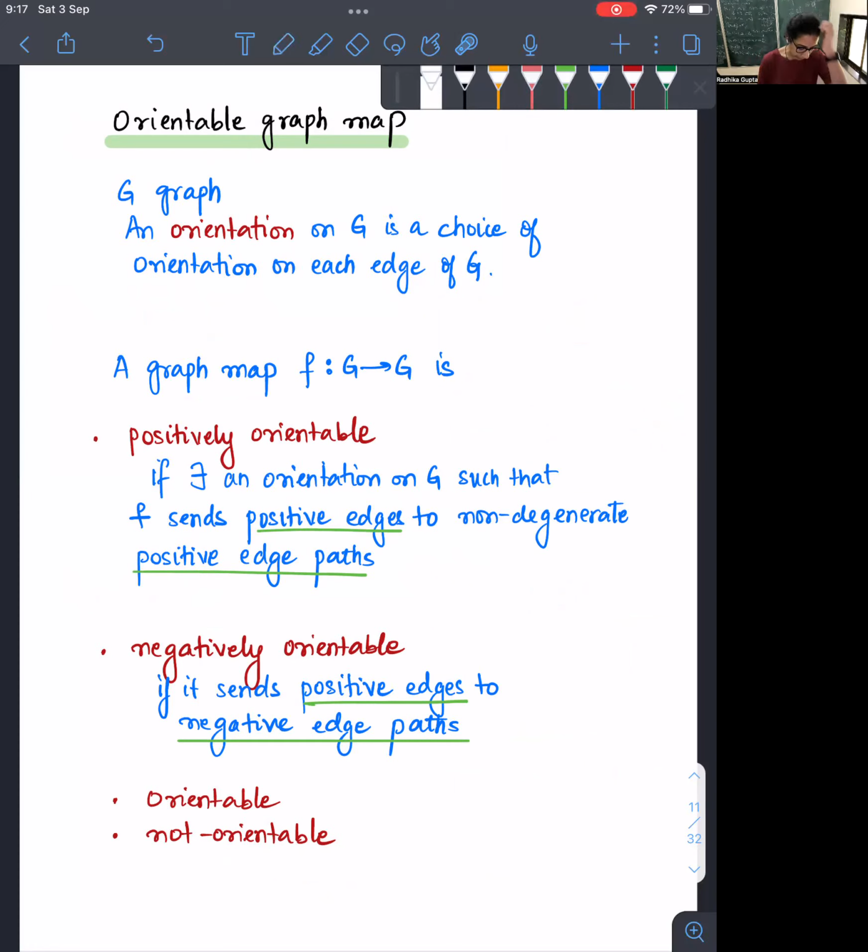What is an orientation on a graph map? Okay, so an orientation on a graph is a choice of orientation on each edge of the graph. And then we say that the graph map is positively orientable if there is an orientation on G such that each positive edge maps to a positive edge path. It's called negatively orientable if there exists an orientation on G such that positive edges now map to negative edge paths. And if it's either positively or negatively orientable, we say the graph map is orientable. If it's neither, then we say the graph map is not orientable.